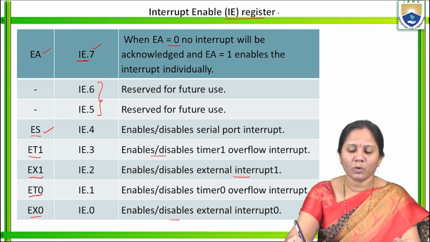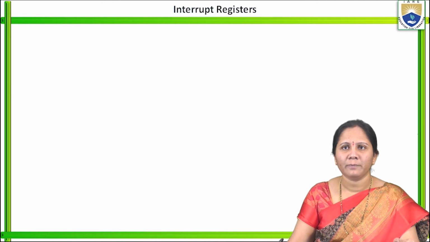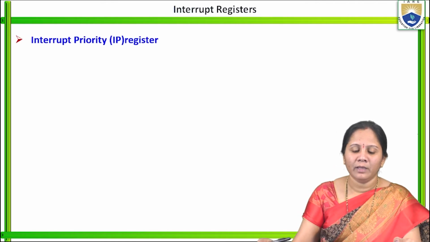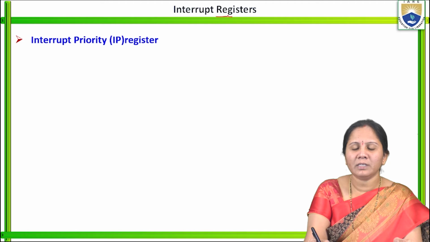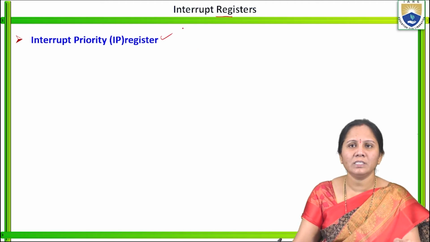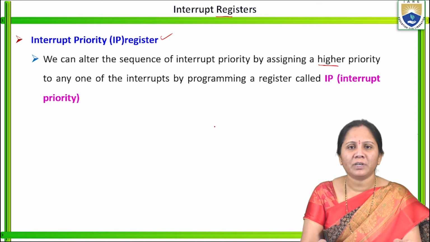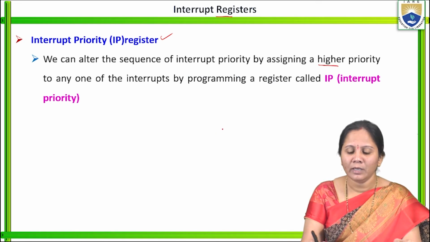So this is about one of the registers, that is, the interrupt enable register. And another interrupt register is the interrupt priority register. This register is used to assign the priorities for the interrupts. Okay.